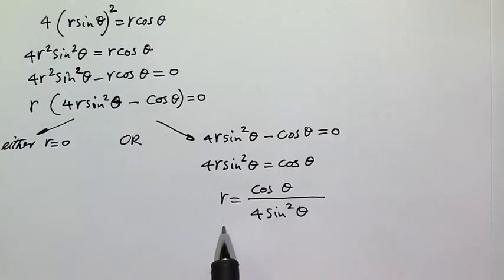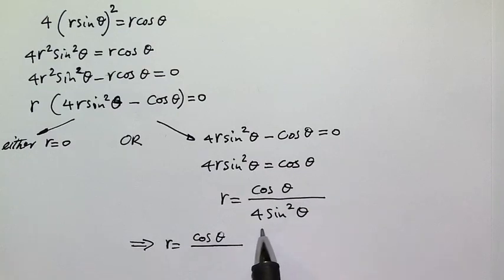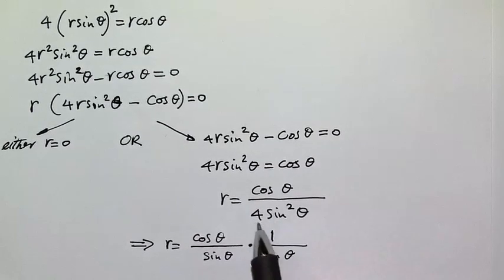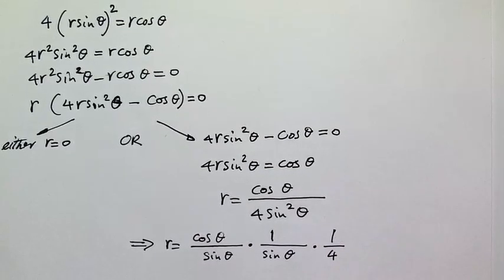So we have, let's open this up a little bit. We have r equals cosine of theta divided by sine theta, times 1 over sine theta again, right? So far we're okay, and we need this 4 in the denominator, times 1 over 4.